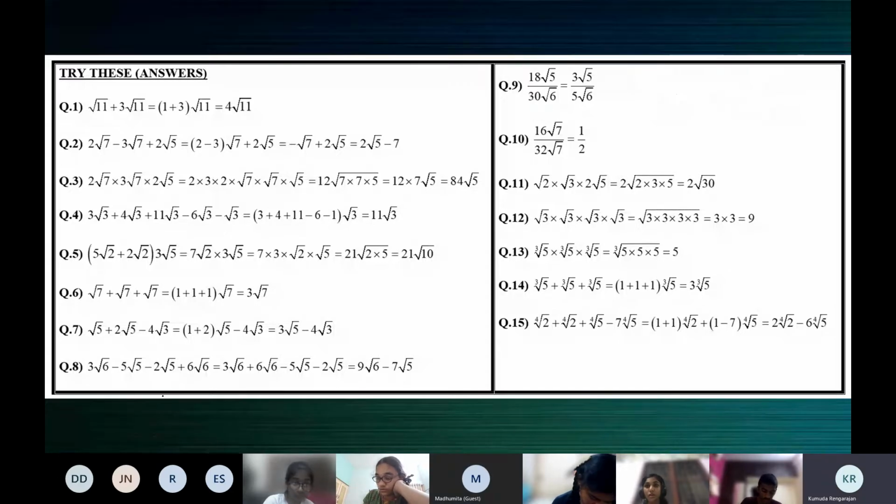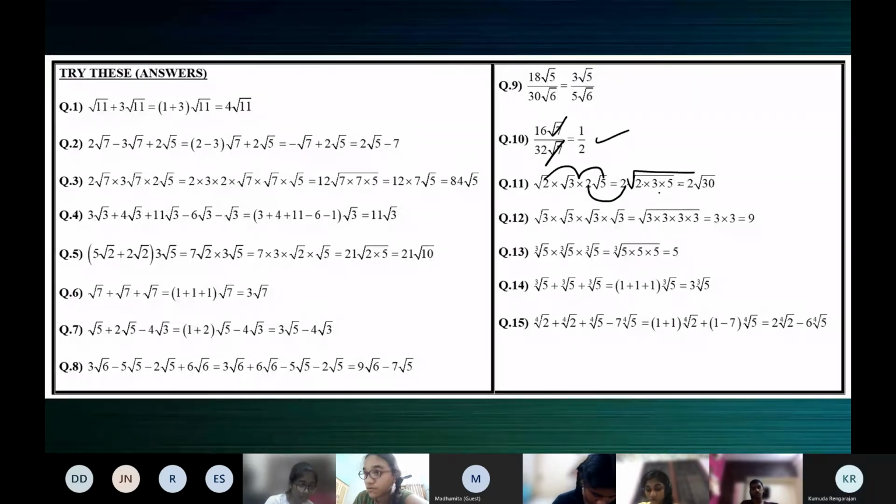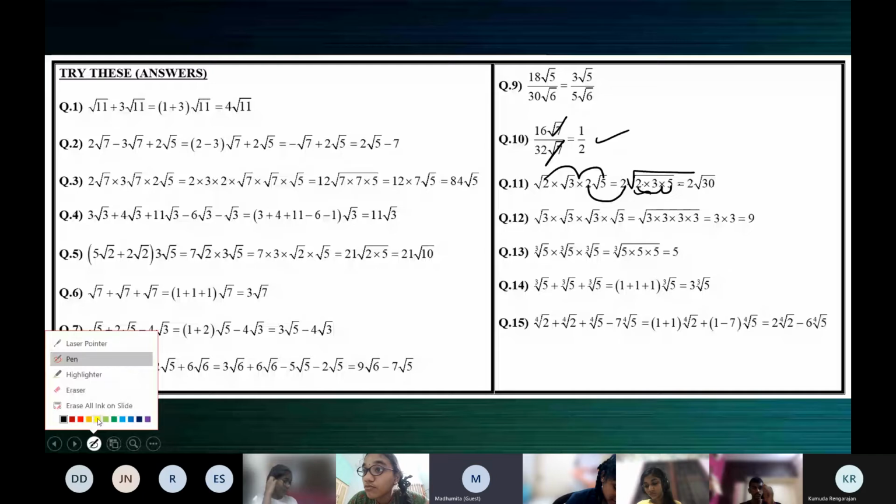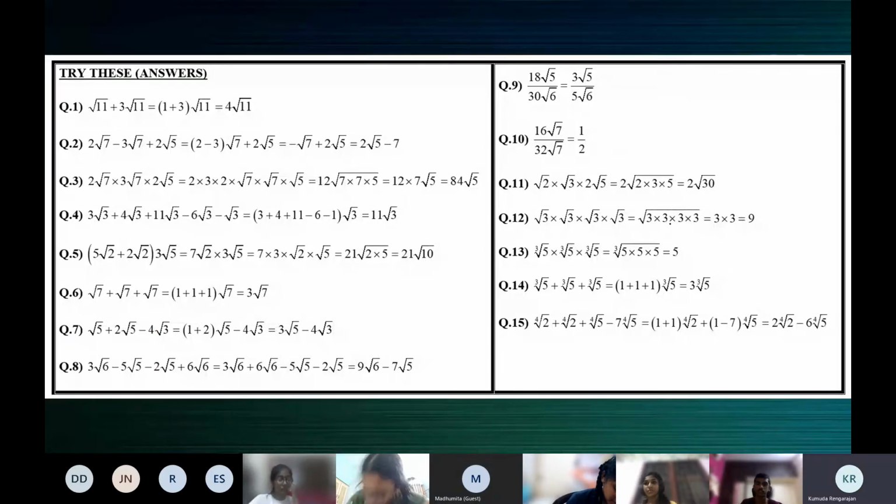So here root 7 and root 7 get cancelled. 16 by 2 is half. Again, when it's multiplication, this 2 is out here. Root 2 into root 5 is root of 2 into 3 into 5. And we don't have pairs of equal factors, so you have to multiply. 2 3s are 6, 6 5s are 30, because nothing will come out of the square root. Yes, ma'am. I got that one right. No, I'm just telling the whole class.